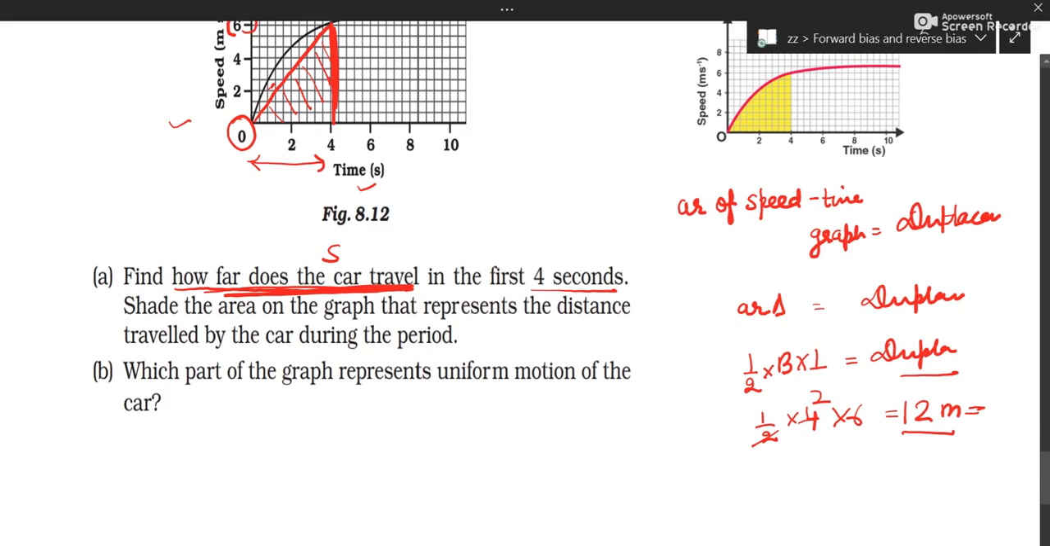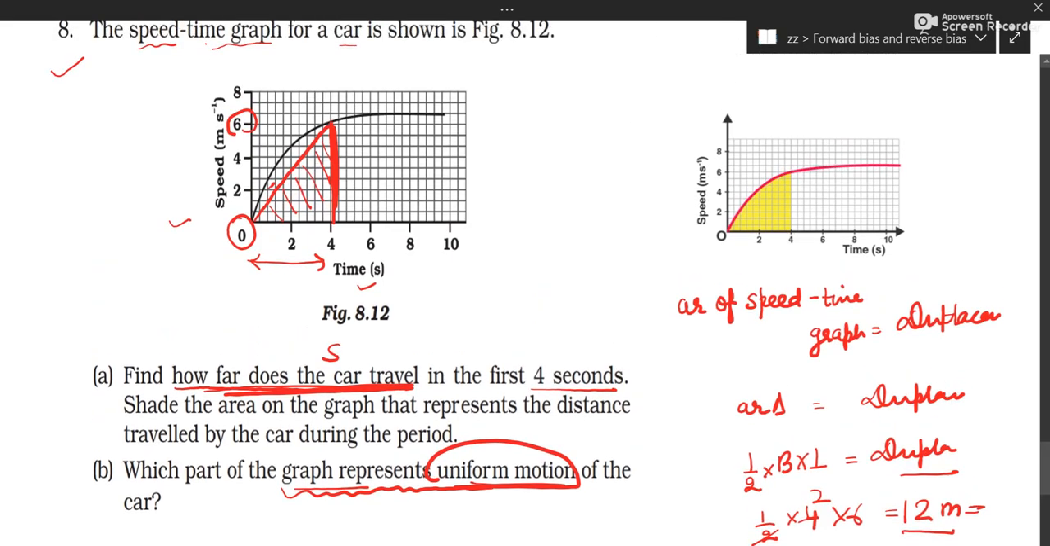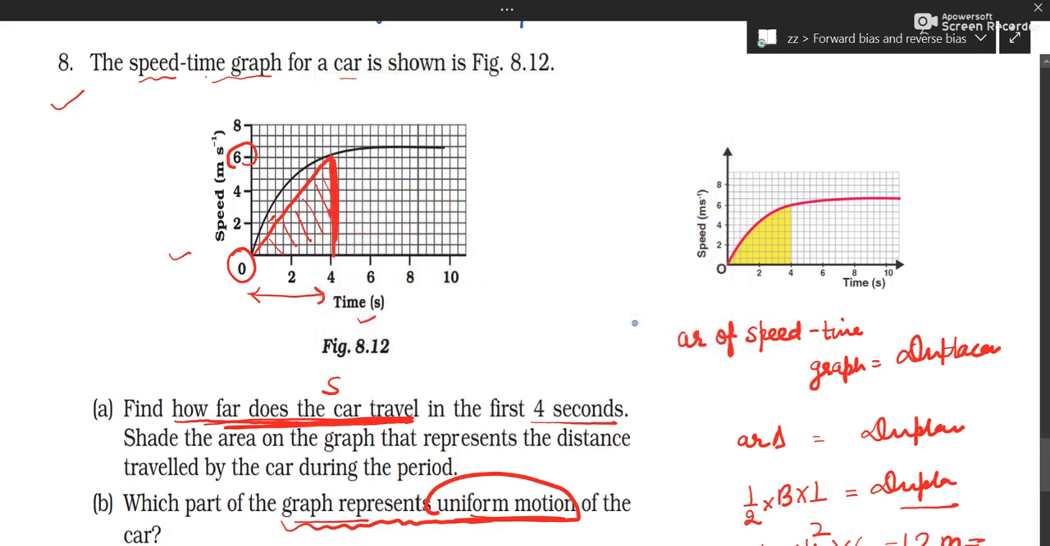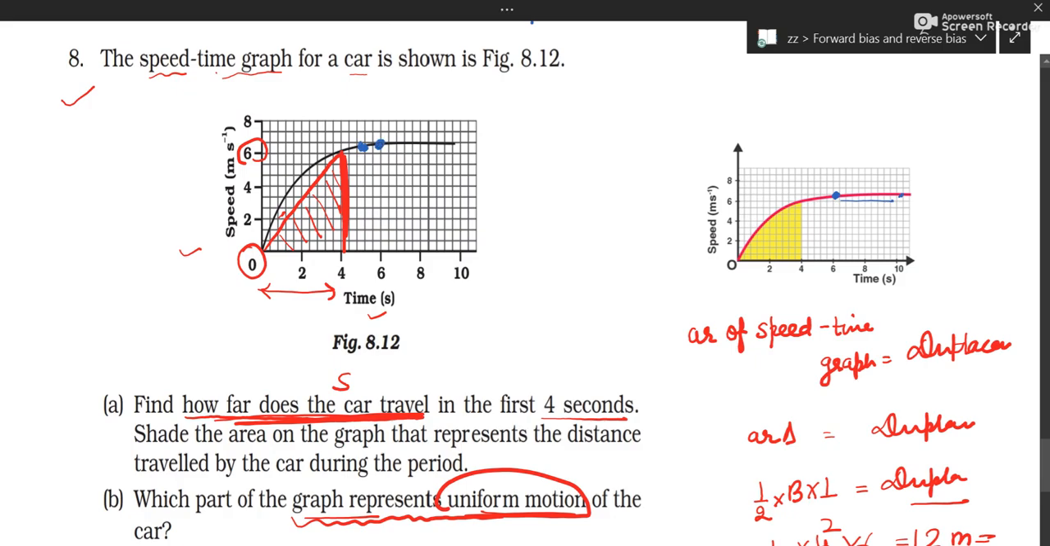Now coming to the second part, which part of the graph represents uniform motion. So you can see in the graph from 6 to 10, it's a straight line. From approximately 6 to 10, it's a straight line. So you can say from the 6th second to the 10th second, the graph is a straight line parallel to the time axis and motion is uniform.